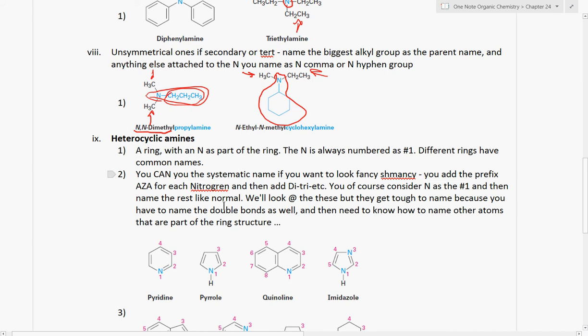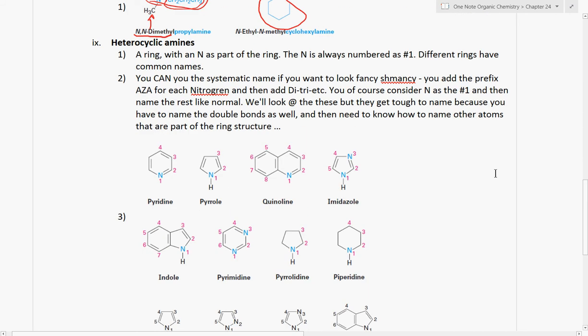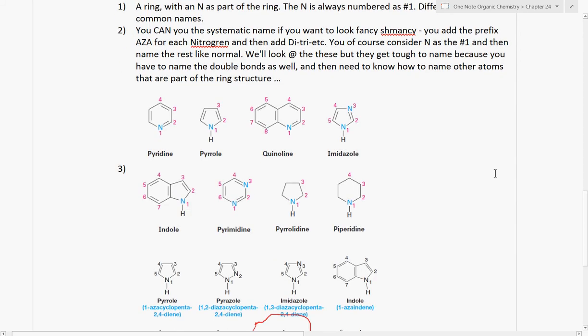So heterocyclic amines. A ring with an N as part of the ring makes it a heterocyclic amine. That nitrogen is always numbered as number 1, and different rings have different common names. So you can look at the systematic name if you want to look fancy, and you add the prefix aza for each nitrogen, and then di, tri, etc. And I included both tables here. So you of course consider that nitrogen as number 1 using the systematic naming, and then you name the rest like normal. So we'll look at these, but they get tough to name if you use systematic because you have to name the double bonds as well.